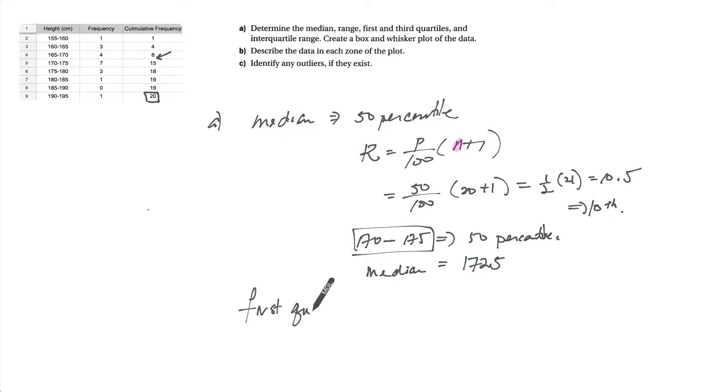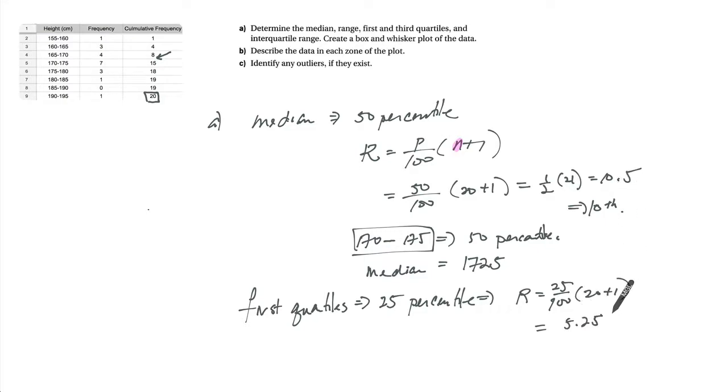First quartile is equal to the 25th percentile. Okay, so again, let's do the rank. This time it's 25 over 100, right, times 20 plus 1. So it's really this divided by 4 again, which is 5.25, which means the 5th number is the 25th percentile number, or the first quartile number.